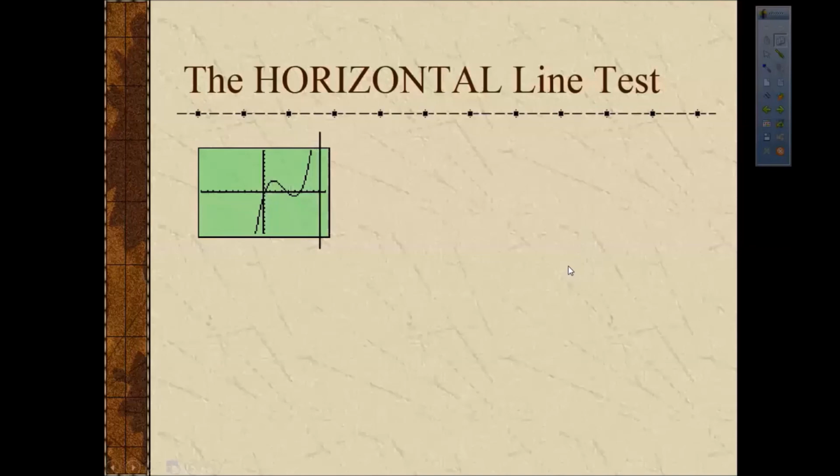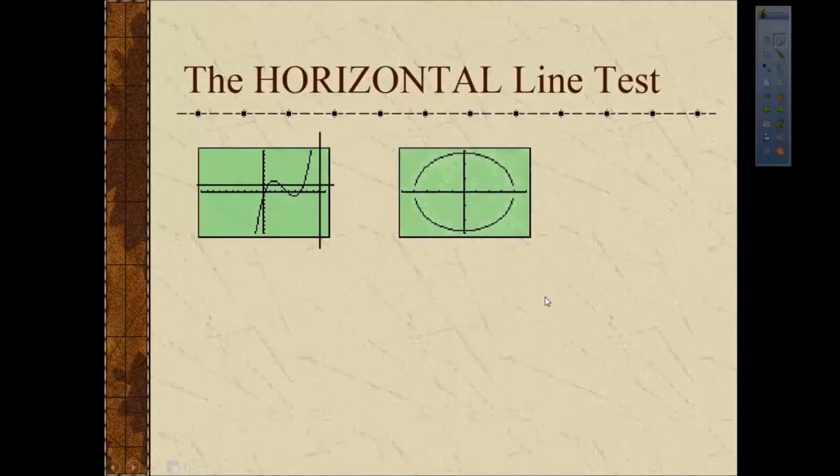Now we're going to perform the horizontal line test on that same graph. I'm going to run that horizontal line through the graph, and if it ever touches the graph in more than one place at a time, it will fail the horizontal line test. So it starts going up, and already we've seen places where it not only touches the graph twice, but 3 times at the same y value. So that is not a one-to-one function. It failed the horizontal line test.